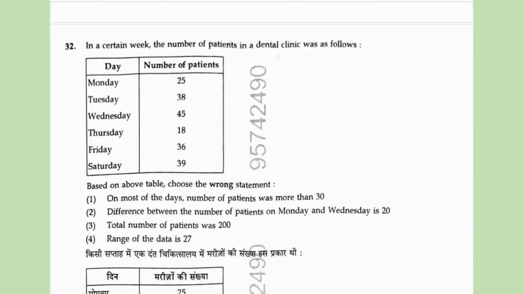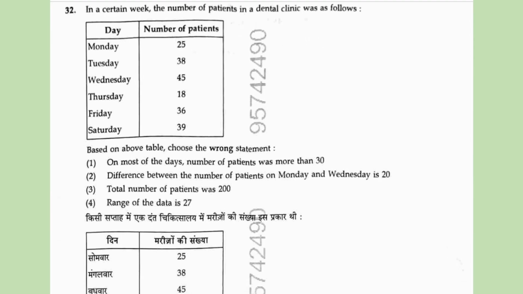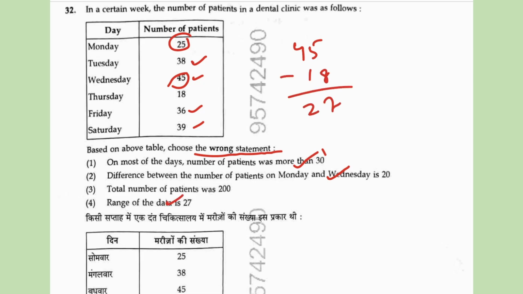13th also. In a certain week, the number of patients in a dental clinic was as follows. The question is, based on the above, choose the wrong statement. On most of the days, the patients were more than 30. On 4 of the days, patients were more than 30, so this is correct. Difference between number of patients on Monday and Wednesday is 20. So 45 minus 25 is 20. This is also correct. Range of data is 27. Range is your maximum, which is 45, minus minimum 18. So this is 27, also correct. Total number of patients was 201. If you add all this, it comes to 201. The incorrect statement is that the total number of patients was 200.